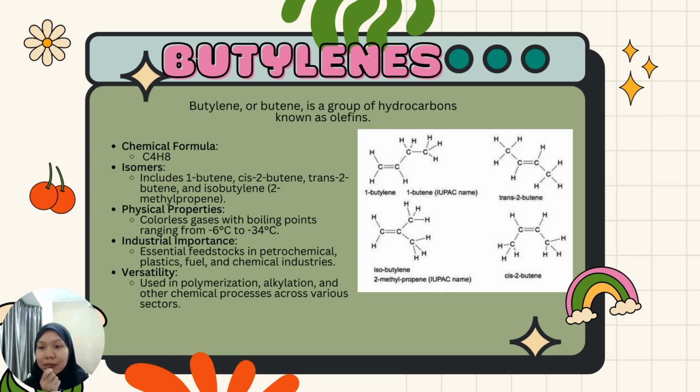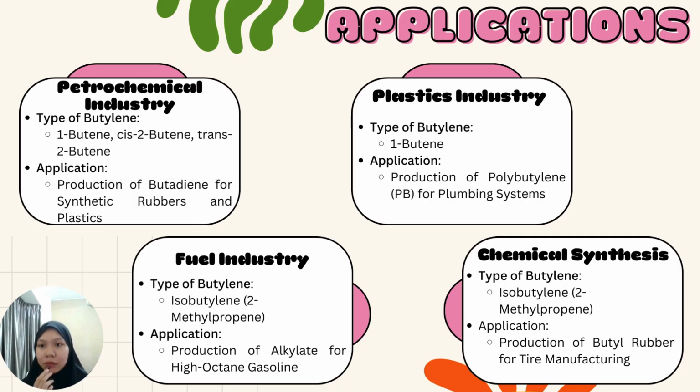Due to their versatile nature and reactivity, butylenes find applications across a wide range of industries, from automotive and construction to packaging and agriculture. Their ability to undergo polymerization, alkylation, and other chemical reactions makes them indispensable in modern industrial processes. Butylenes play a crucial role in the petrochemical industry, particularly in the production of butadiene, a key monomer used in the manufacture of synthetic rubbers and plastics.